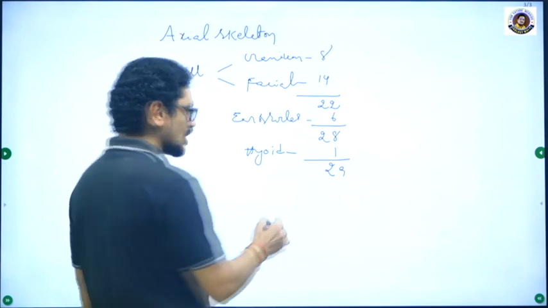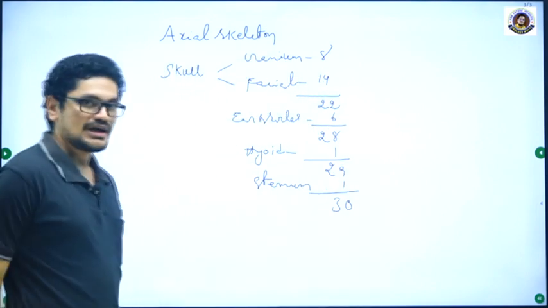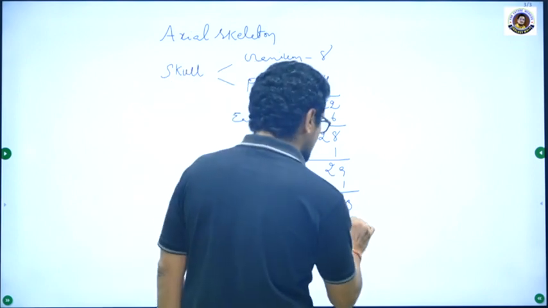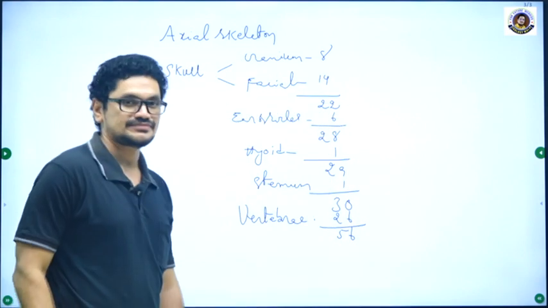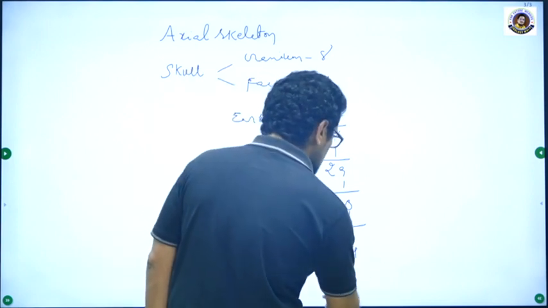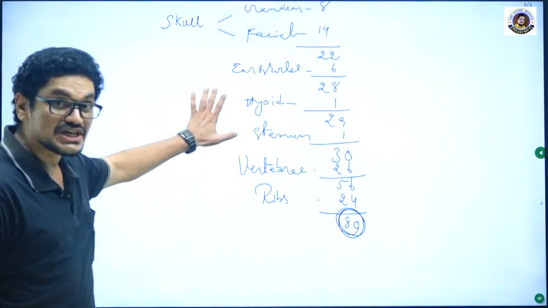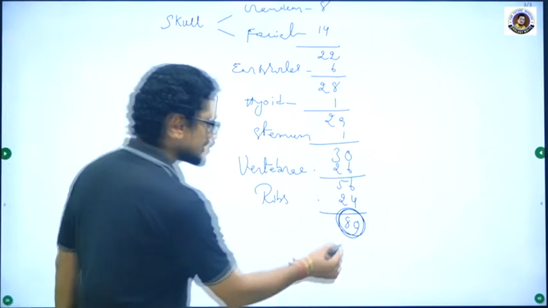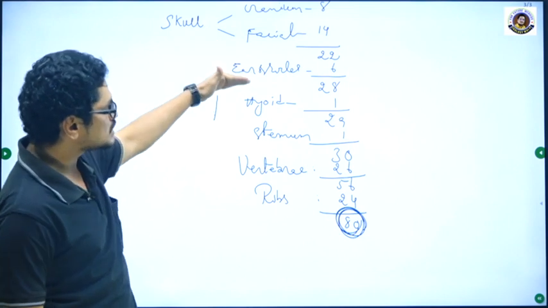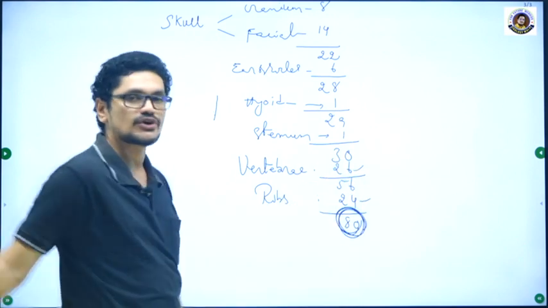29. Let me add one more bone directly, sternum. Total will become 30. And how many vertebrae are present? 26 vertebrae are present. The number became 56. And ribs, how many ribs? We have seen 12 pairs of ribs are present, 24, and the number became 80. So 80 bones are present in the axial skeleton: cranium, facial region, ear ossicles, one hyoid bone, one sternum, vertebrae 26, ribs 24, total 80 bones.